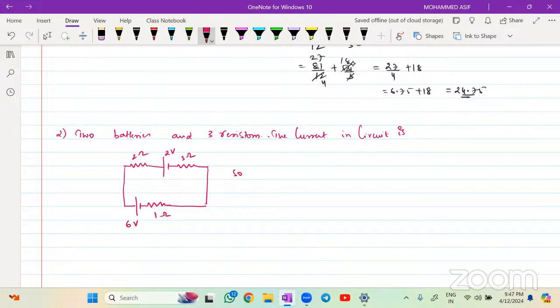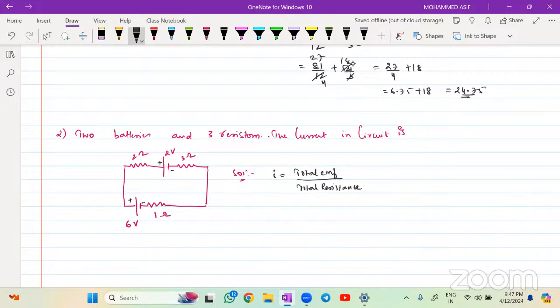So I'll try to do it first. I just need the current in this one. What is the current in this one? Anyone? 2 batteries and 3 resistors, the current in the circuit. Positive is connected to positive, negative is connected to negative. When positive is connected to positive, what will be the net EMF, beta? Current I is equal to total EMF divided by total resistance.